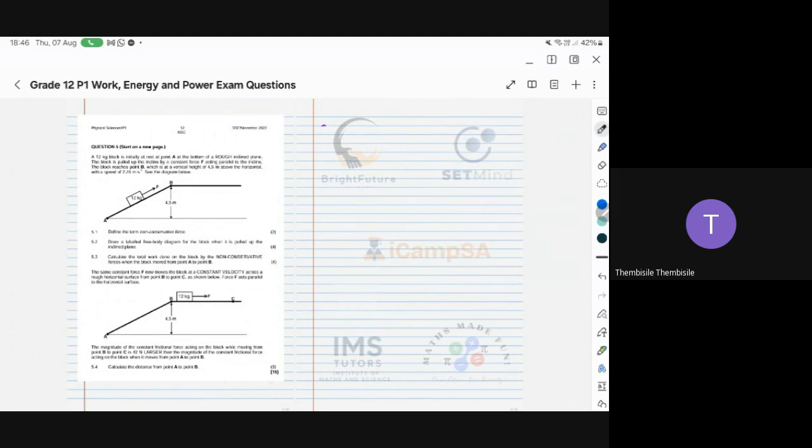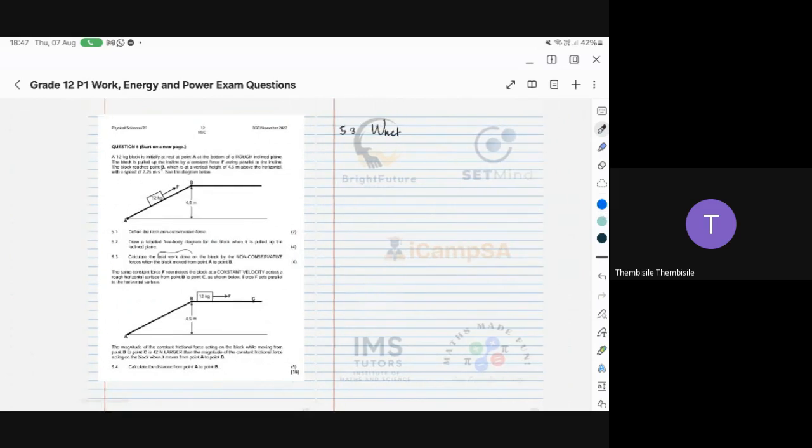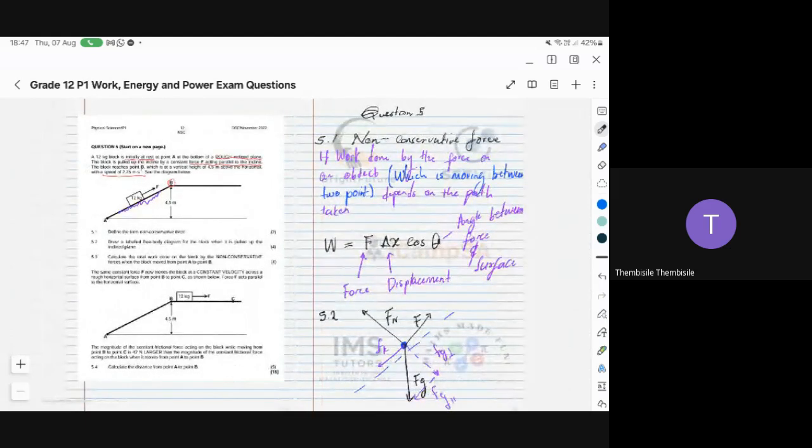5.3. So here they want total work done. So we want work net here. So one would use this free body diagram and calculate the forces here. But it's a long route.